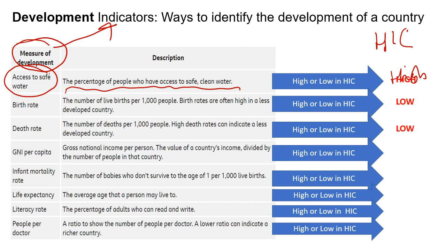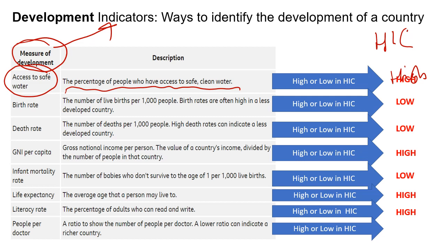Death rate should be low in a developed country because there's medicine, vaccinations, access to healthcare, good nutrition. GNI is wealth, high in a developed country, lots of income, lots of wealth. Infant mortality rate should be low in a developed country. Life expectancy, how long a person should live, should be high in a developed country. Literacy rate, how many adults can read or write? Well, this percentage should be high in a developed country.